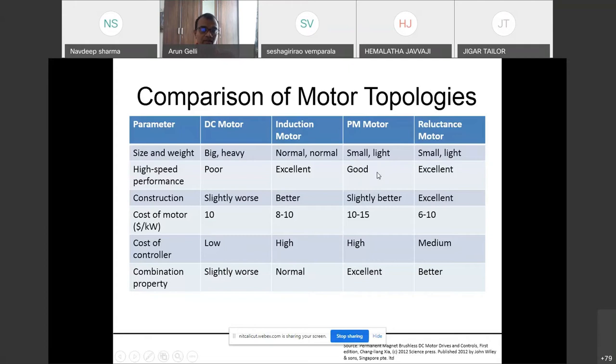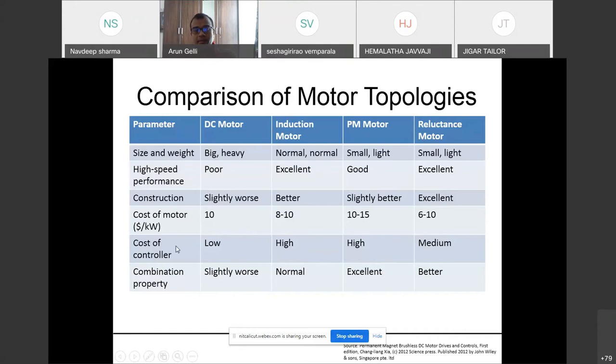And high speed performance is also better. It can be achieved with the internal permanent magnets on the rotor. High speed can be achieved, and the performance, especially on the efficiency or the dynamic response, is even better for the permanent magnet machines. Construction is compact, and cost is relatively high when compared to induction machines, but the cost is not so high and not so far in order to adopt. And controller cost is more or less the same, and the combination is also okay.